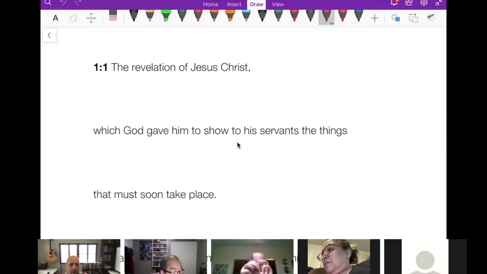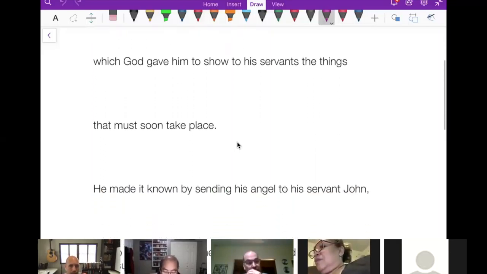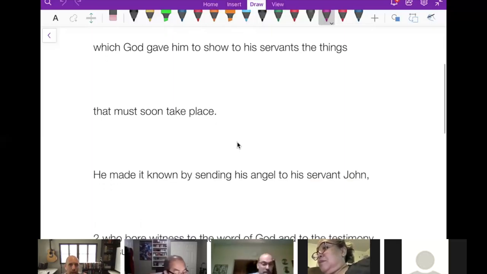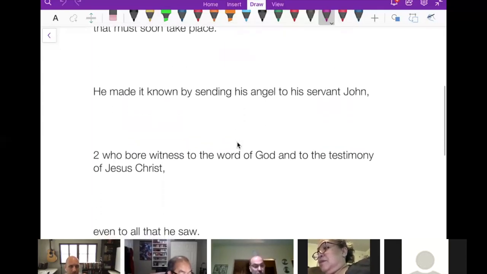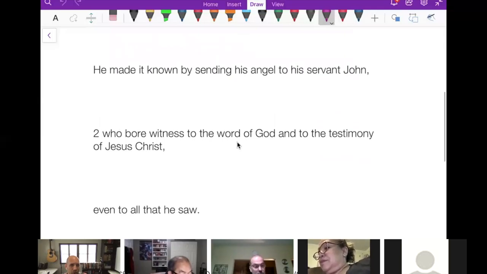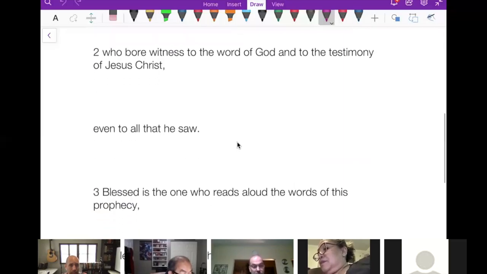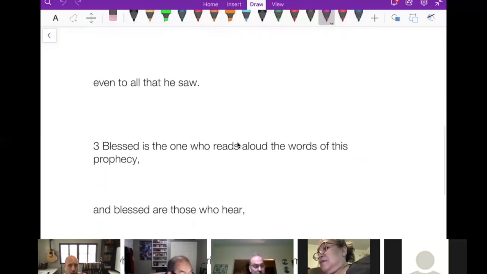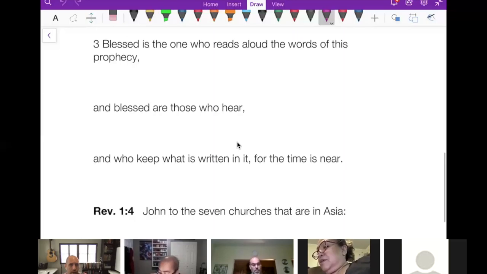The revelation of Jesus Christ, which God gave him to show to his servants the things that must soon take place. He made it known by sending his angel to his servant John, who bore witness to the word of God and to the testimony of Jesus Christ, even to all that he saw. Blessed is the one who reads aloud the words of the prophecy, and blessed are those who hear and who keep what is written in it, for the time is near. John to the seven churches that are in Asia. So, the word of the Lord.